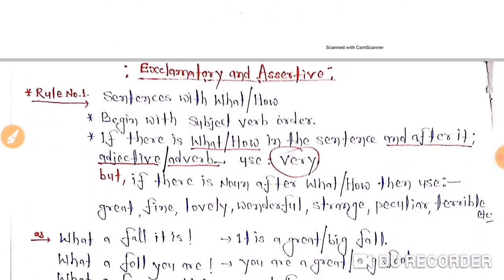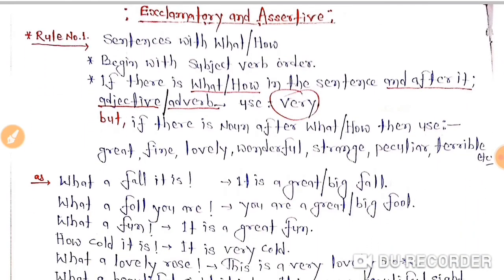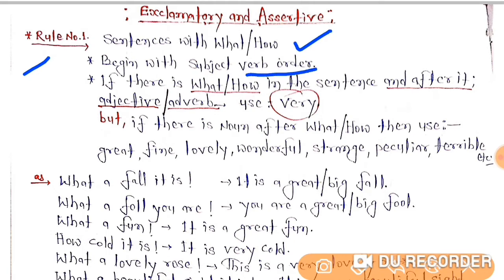Now let's learn how to change some exclamatory sentences into assertive sentences. Rule number 1 tells you that sentences with "what" and "how" begin with subject and verb order, right? If there is "what" or "how" in the sentence, and after it an adjective or adverb, that is "what" or "how" and then an adjective or adverb, then you have to interchange it with the help of "very," remember.